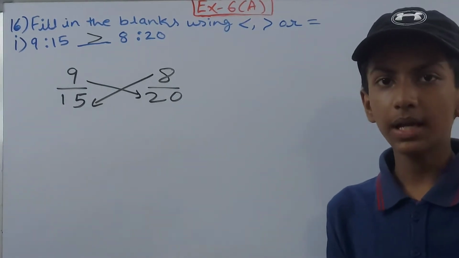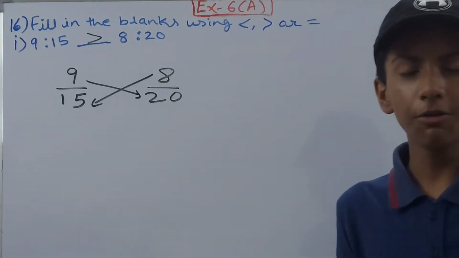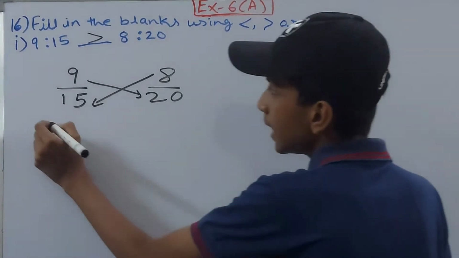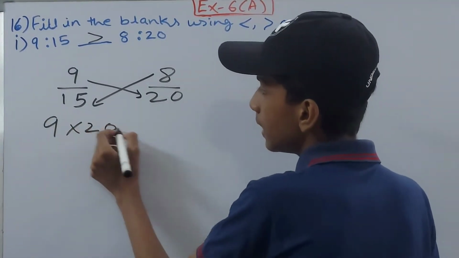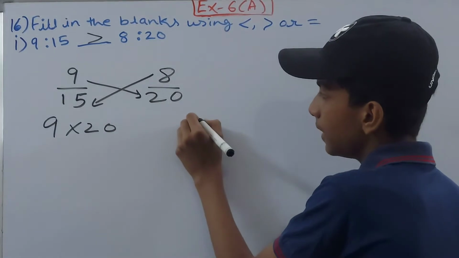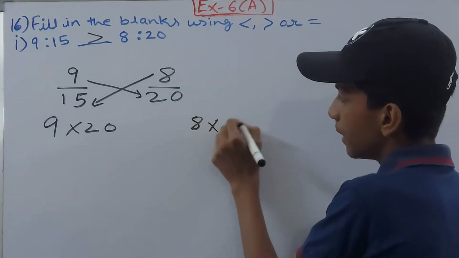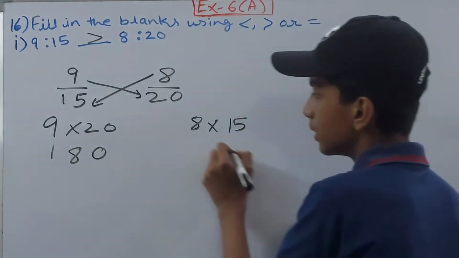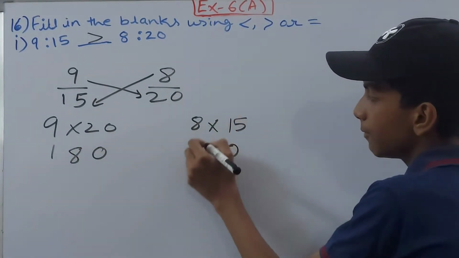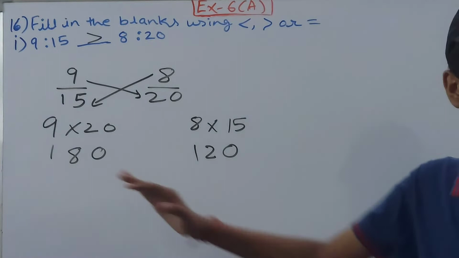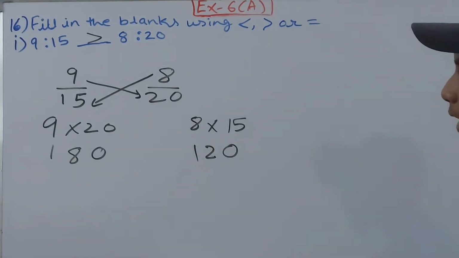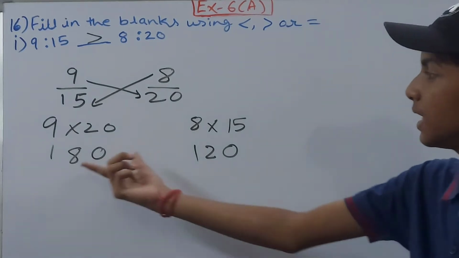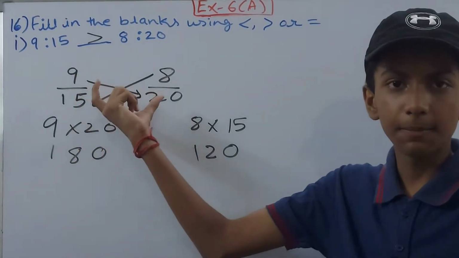And once we are done multiplying, I'll tell you how we tell which one is greater or which one is smaller. So first of all, we'll multiply 9 by 20, and 15 by 8. So 9 into 20 will be 180, and here 8 into 15, 8 5s are 40 and 80, so 120. So 180 and 120 here. Now you see which one is greater here? 180 is greater. So 180 has come from this 9 into 20.